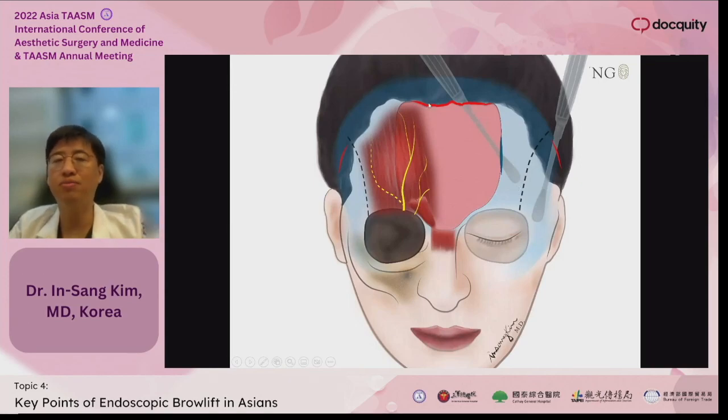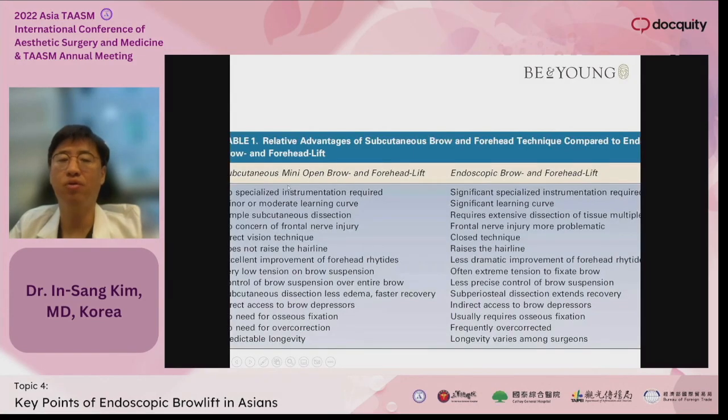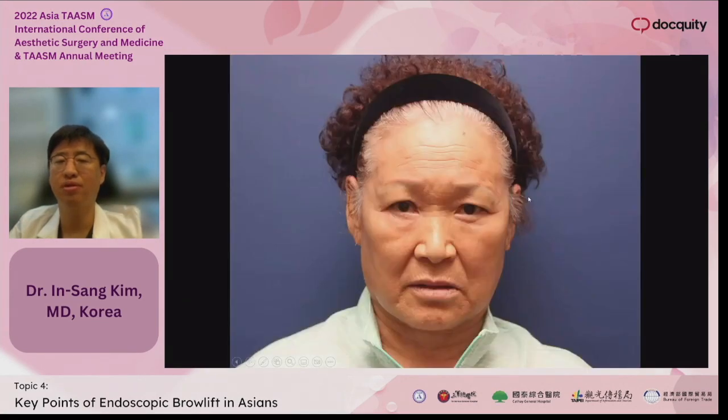So you make small incisions and do the endoscopic brow lift together. So it can be called a mini open brow, removing some skin. So in this case, you can see the thick skin with deep furrow of the forehead. So I wanted to remove some skin of the forehead.